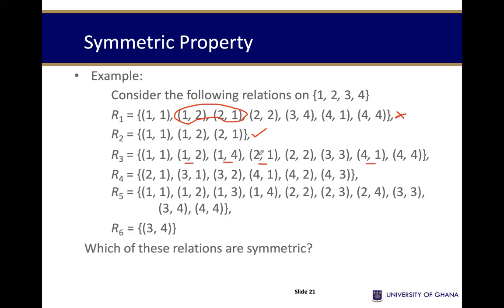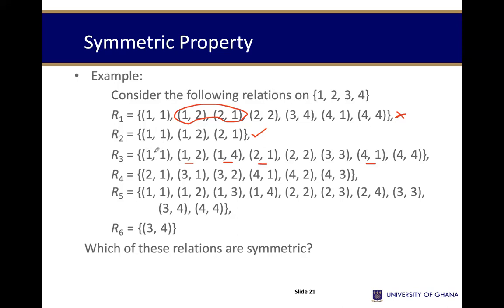Yes, that's it. So this one, for the rest, 1 is related to 1, 2 is related to 2, 3 is related to 3, 4 is related to 4. That I don't have an issue with, because if A is 1, B is 1, I can say that A is related to B, and B is also related to A.